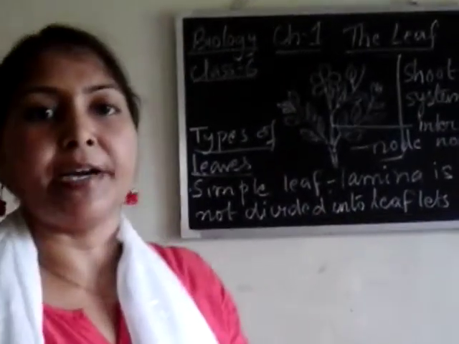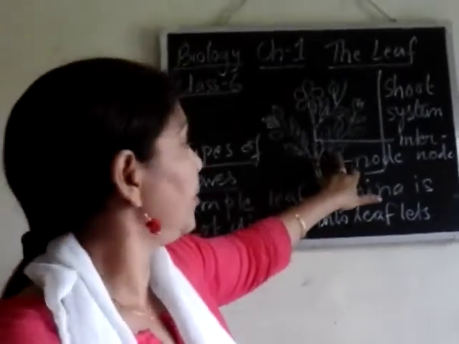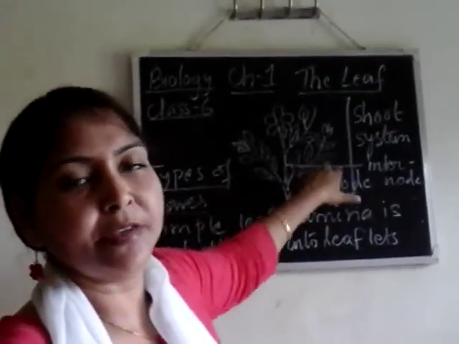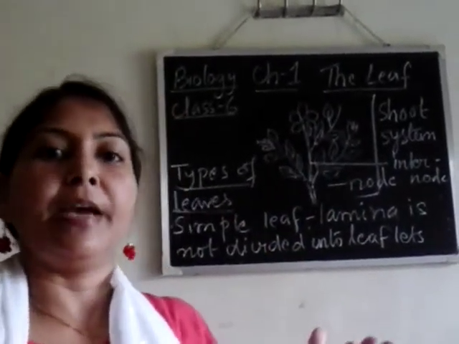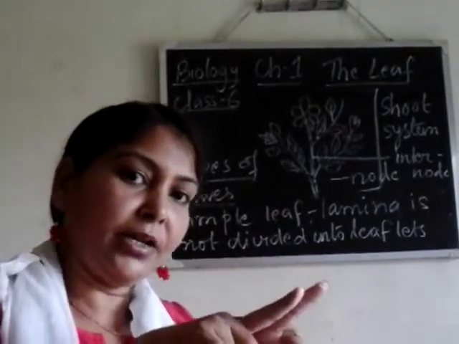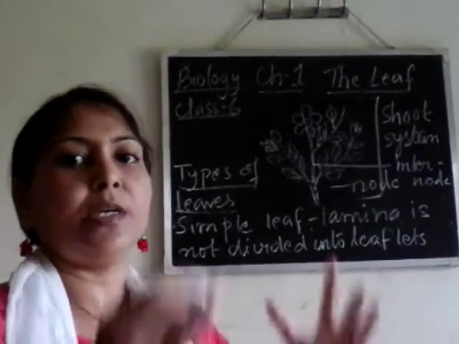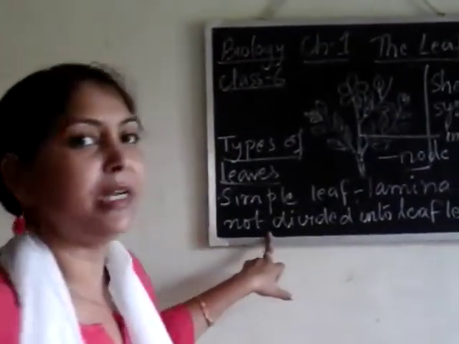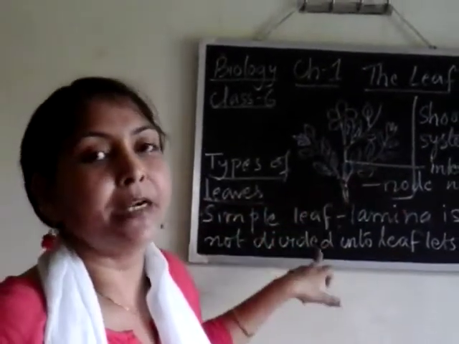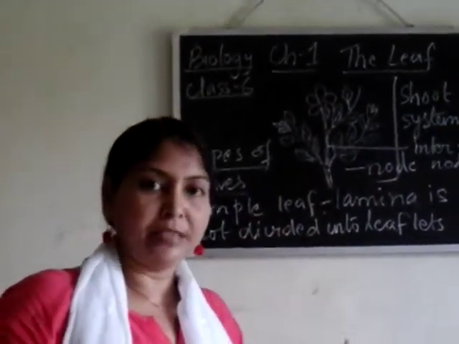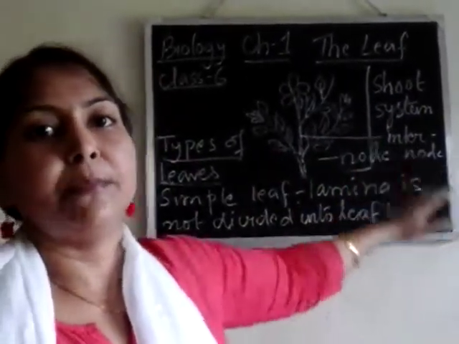when lamina is not divided into leaflets. Now here you can see the lamina is divided into leaflets. So one lamina is having many leaves. But you will find certain leaves where from only one node, only one leaf is arising, and the lamina is not divided. So in this case, simple leaf, lamina is not divided. Over here it is divided, but there are certain plants where lamina is not divided. So that kind of leaf is called simple leaf.